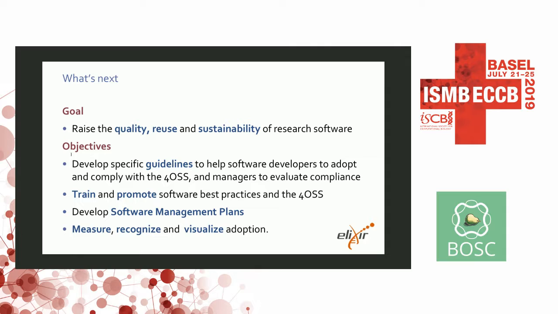Okay. So we need the guidelines. We already started the training and promotion. I think we need more guidelines once we get more content, for example, how to make software FAIR, more detailed descriptions. We're working on software management plans, so we want to make it easier for people to think about how they're going to manage software in the projects, and also tell the managers what they should be looking at in order to evaluate how well the software is managed in the project. And we want to measure, recognize, and visualize those things.